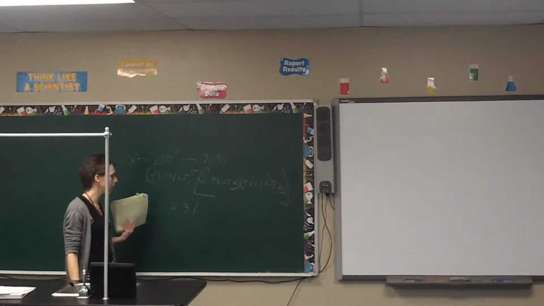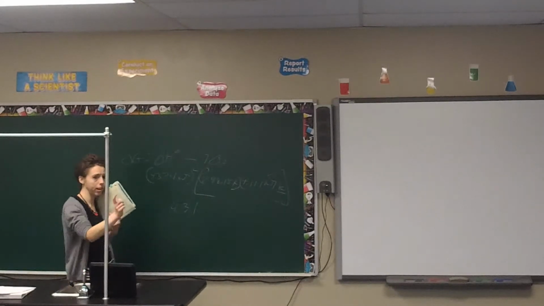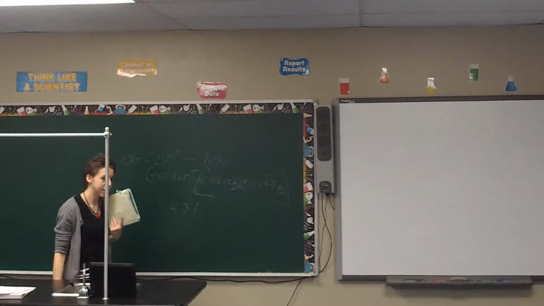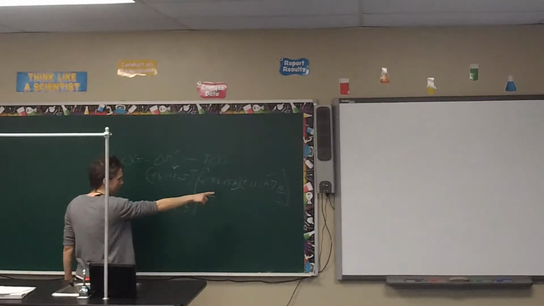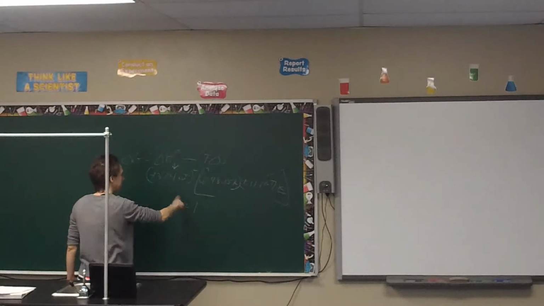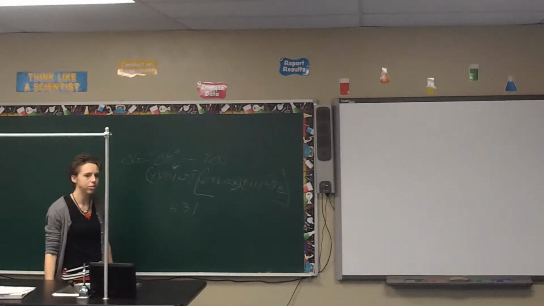Alright, so the answer becomes 4.31. So, Ethan, putting this in proper sig figs. Since the last step was addition and subtraction, this one ended in the 10th spot. That one we converted, so we're not gonna worry about that one. This one ended in the 10th spot, so where does the answer go to?